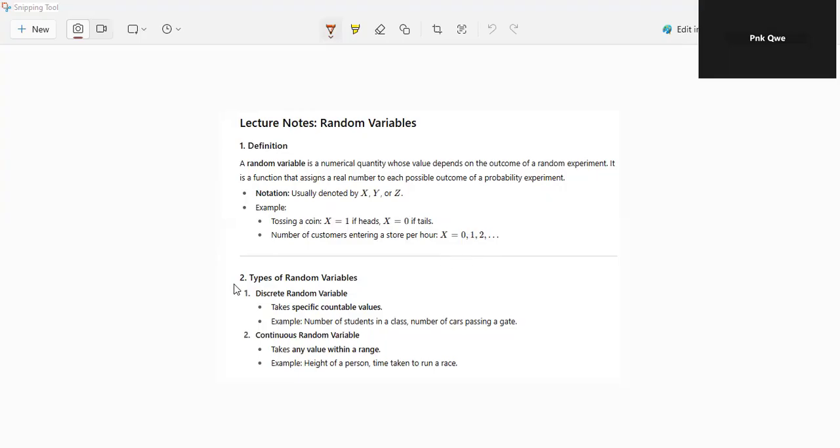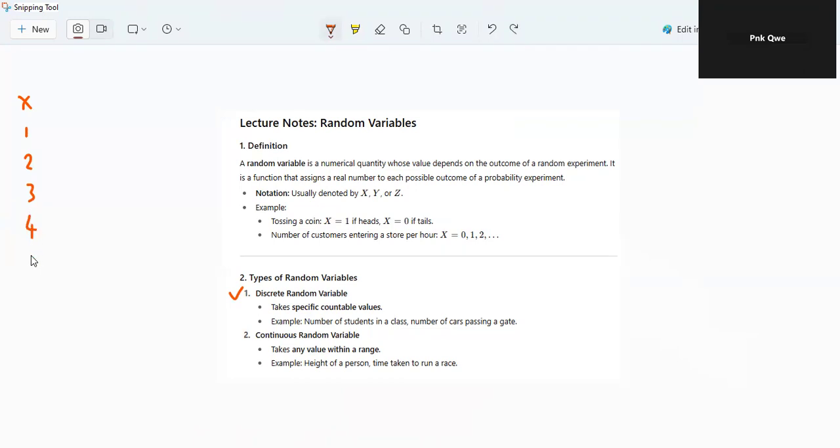We have different types of random variables. There's what we call the discrete random variable, which takes specific countable values. And we have the continuous random variable, which takes on any value within a range. With this, we just need to understand how to calculate the mean, the variance, and the standard deviation. So you can have variables 1, 2, 3, 4, and maybe 5.